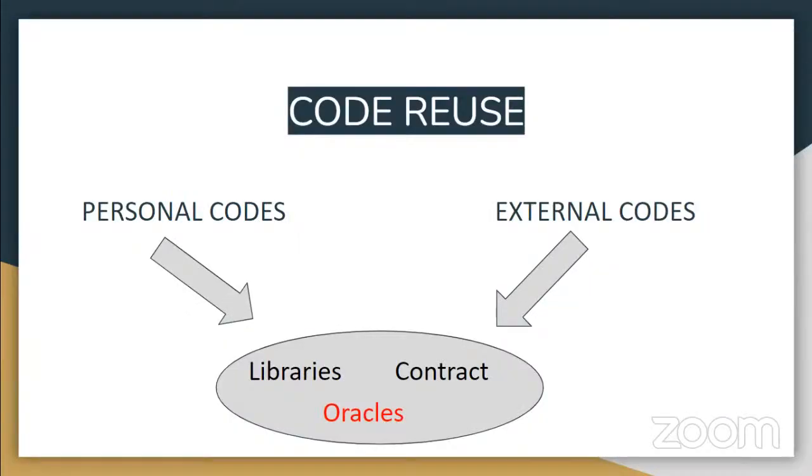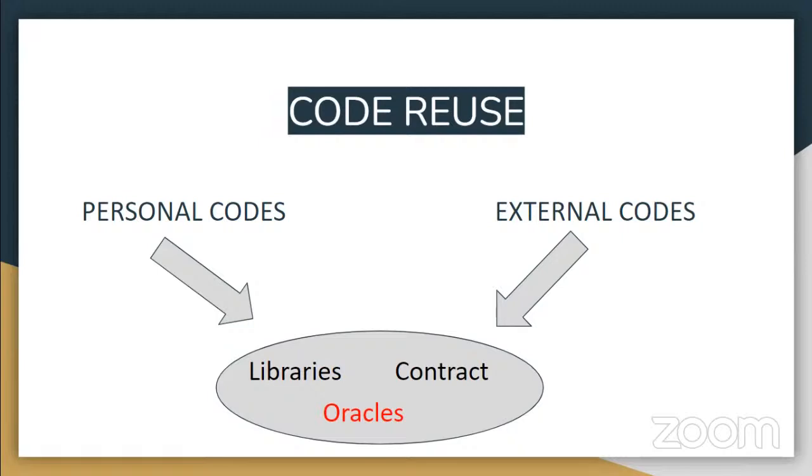When we talk about building smart contracts using inheritance, libraries, and oracles, all we are talking about is code reuse, meaning that there's code somewhere that you want to use. It can be personal code, code that you yourself wrote, and you see that there's a need to use it over and over again in different projects. That's one way to talk about code reuse.